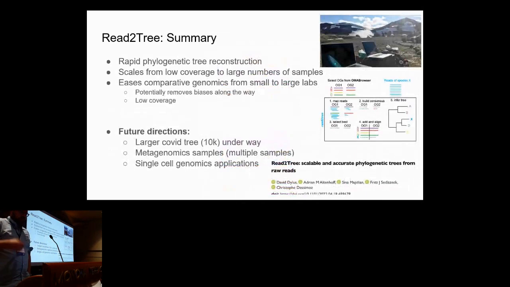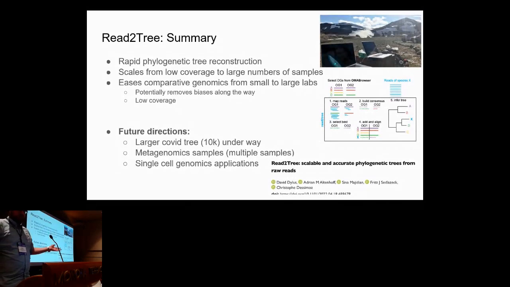So to summarize a little bit, what is Read2Tree? Well, Read2Tree is really a rapid phylogenetic tree construction based on raw reads. It scales, as I showed you, from low coverage, 0.2x up to 20x, to large numbers of samples, such as this 10,000 COVID tree. It also eases comparative genomics from small to large labs. I think this is really a major point I want to stress, because I've seen so many smaller labs that really struggle to produce 55x coverage, for example, of a bug. It's really costly, and you often don't get funding for exactly that. But it is also useful for larger labs.